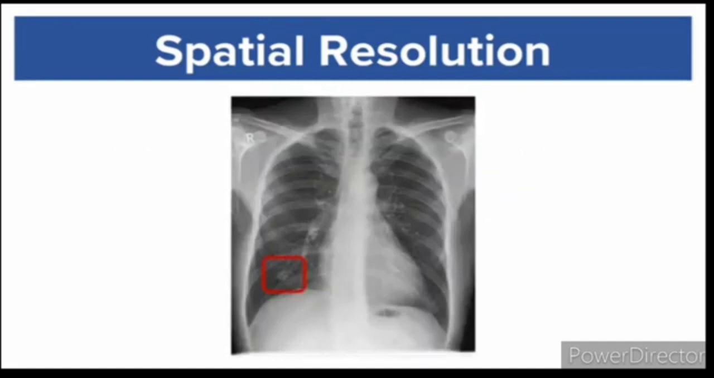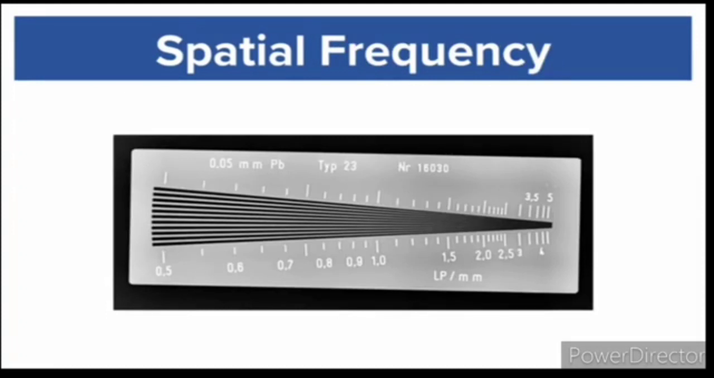Here, we notice that this nodule looks different than lung and different than rib. If this image had low spatial resolution, the provider would not be able to tell the difference between that nodule and the rest of the rib. Spatial resolution can be measured by way of spatial frequency. We use the expression line pair per millimeter. A line pair consists of one dark line and one light line.